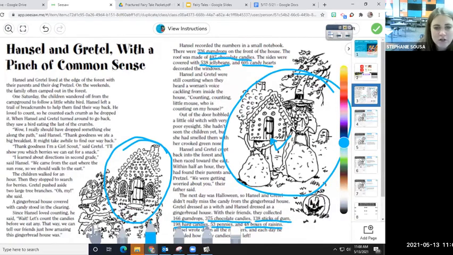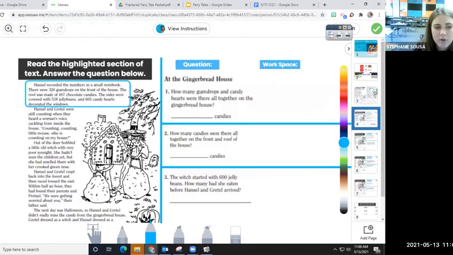All right, there's our story. We're going to use the numbers from this to keep track of how much candy Hansel and Gretel ate. Hop to slide 4, please.